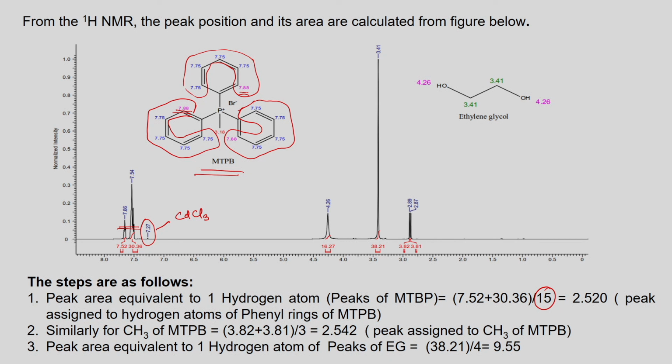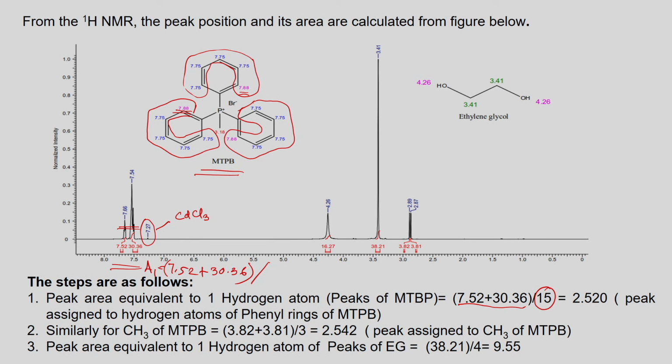So, in order to avoid that confusion, we assume the total area of this, if I write here A1, A1 is equal to the sum of 7.52 plus 30.16. This is what I have done. You divide this by 15, so what is the contribution of one proton?